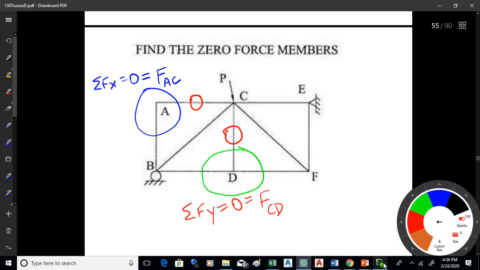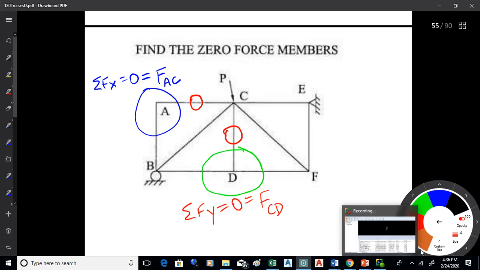Because C has all the other member forces meeting at a single point, you don't have to think about them. It's got nothing to do with C. You just look at D. If you can prove it's 0 at D, it's 0, regardless of what's happening at C. There's just too much going on at C for me to make much of a conclusion there.